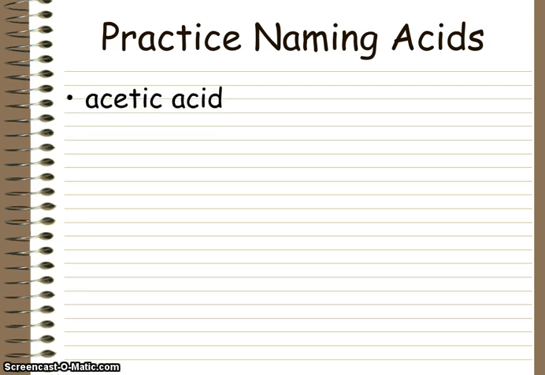So let's go from names to formulas. Acetic acid. The acid part tells us it's got hydrogen as its positive ion. There's no hydro, so we're looking at a polyatomic ion for the negative ion. IC goes to ATE, so we need acetate. Acetate is C2H3O2. Hydrogen is a +1. Acetate is a -1. So our formula would be HC2H3O2.